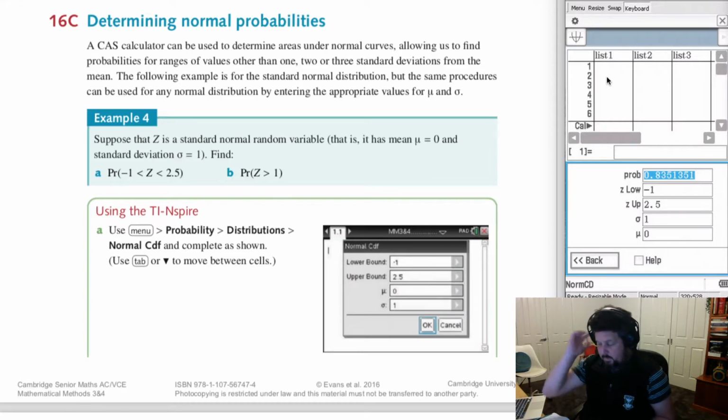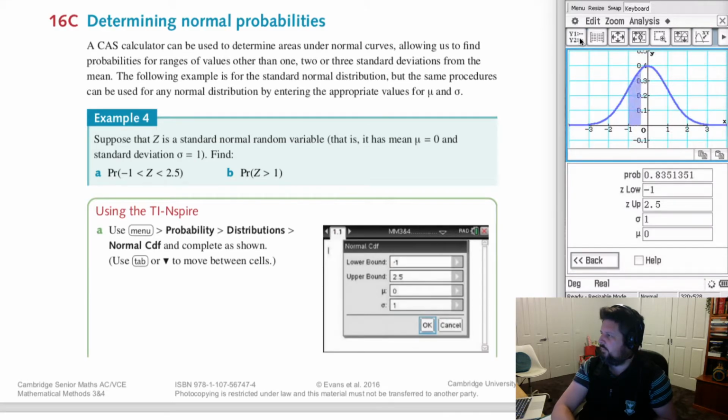But the other cool thing that we can do is actually view the graph in this particular case. So clicking on the graph button here, you can see the area that we're talking about. So between -1 and 2.5, it's calculated the probability of this area under the curve there.